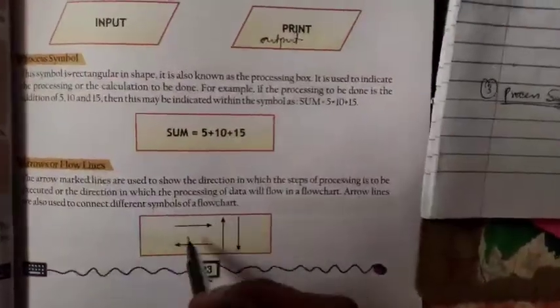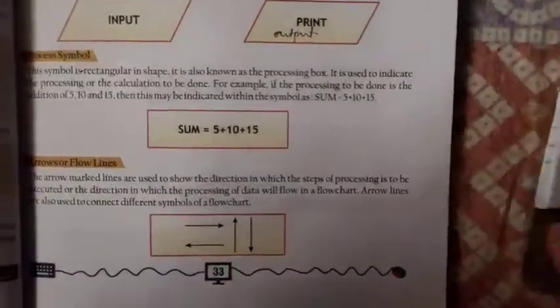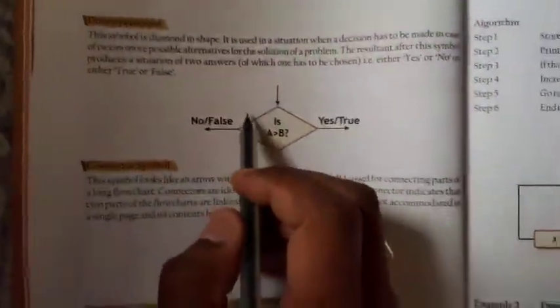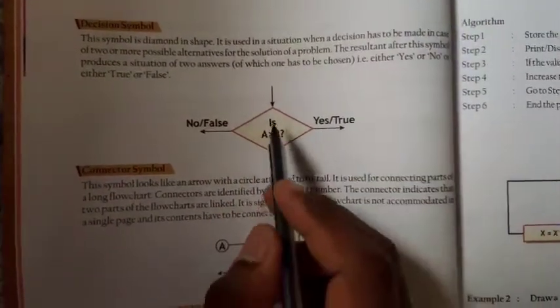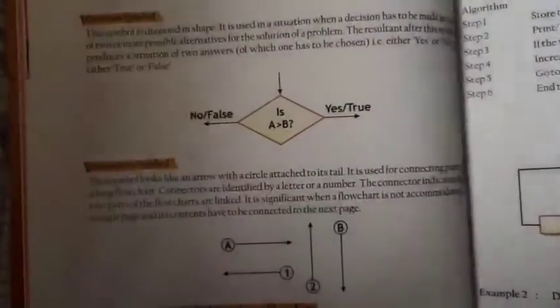Next we have discussed the arrow line or flow line. This is the arrow line which shows the flow of execution of the program. The next type of symbol we will see is the decision symbol. If certain decisions are to be taken while making the flowchart, that will be shown by this symbol, which is diamond in shape.